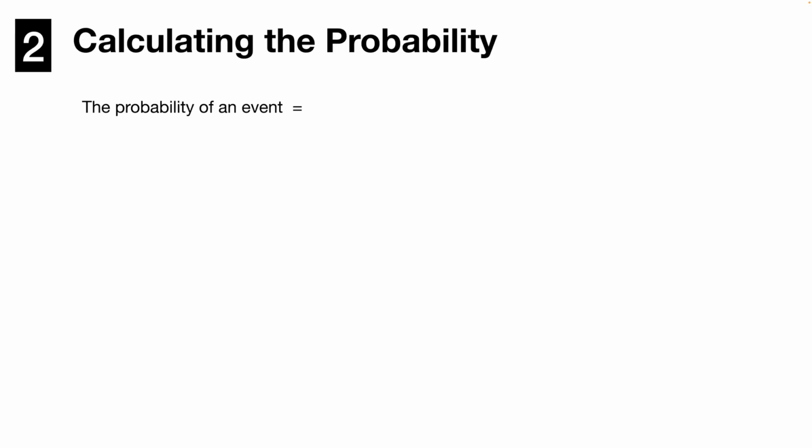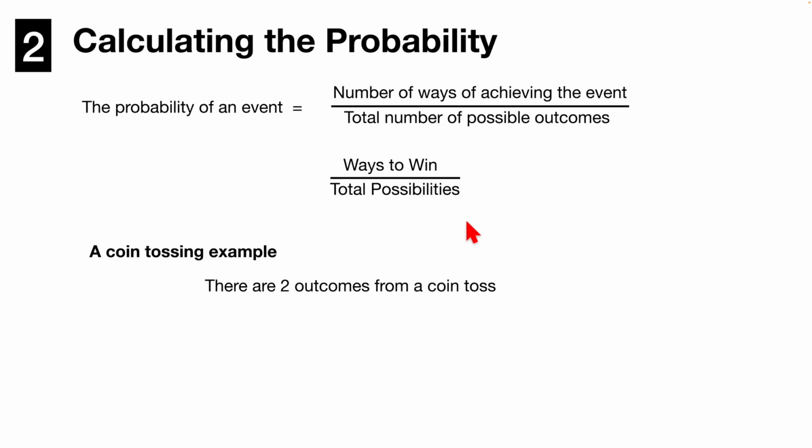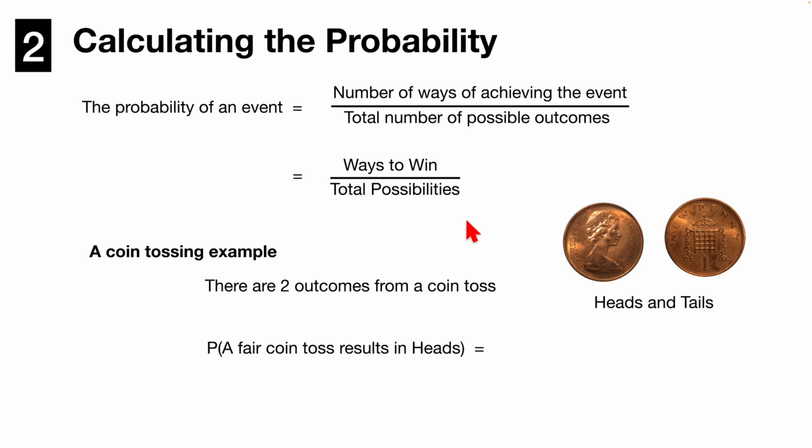Calculating the probability. The probability of an event is the number of ways of achieving the event over the total number of possible outcomes. Oh, it's a bit of a long way of saying it, isn't it? Let's just say ways to win over total possibilities. For example, tossing a coin. There are 2 outcomes from a coin toss, heads and tails. So for a fair coin to result in heads, there's only one way of doing it, but there are 2 possible outcomes. So the probability is 1 over 2 or a half, you know that.